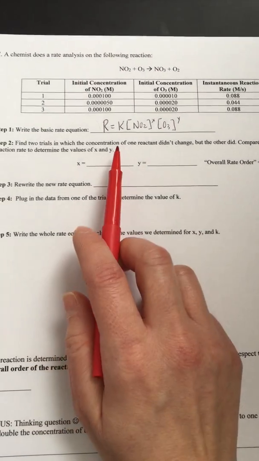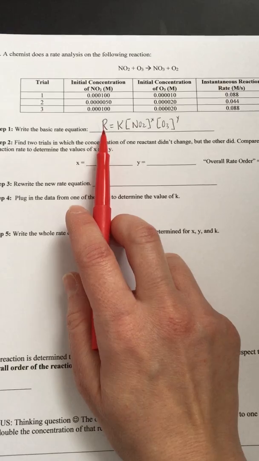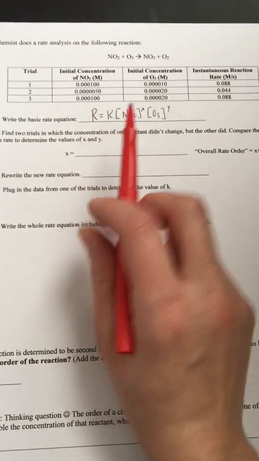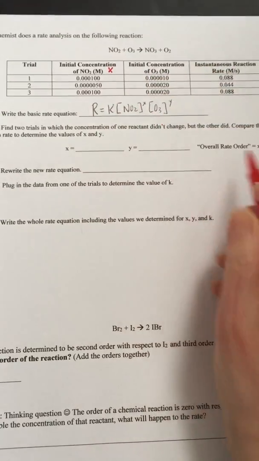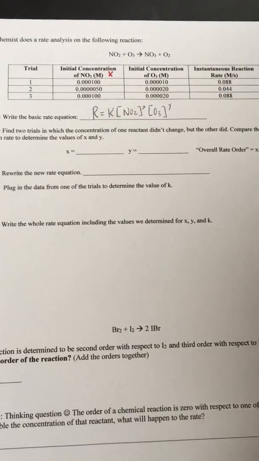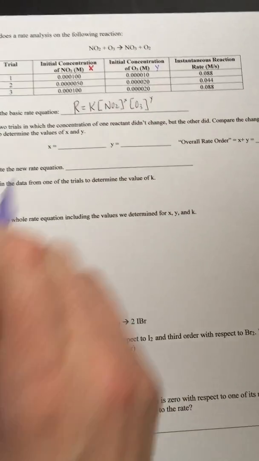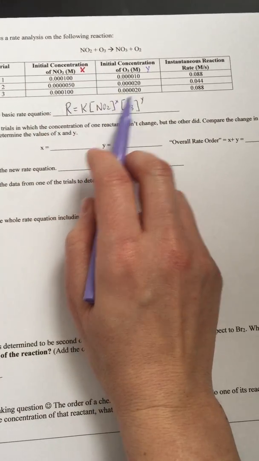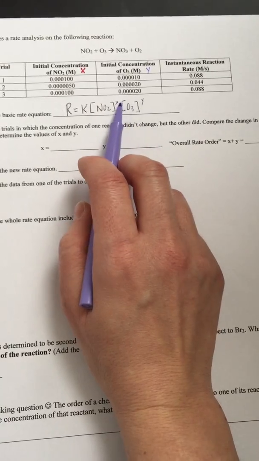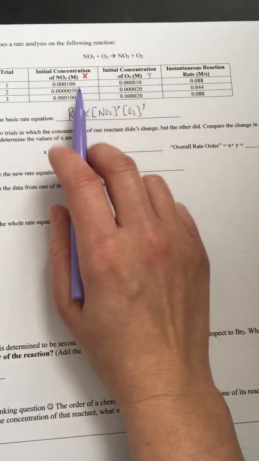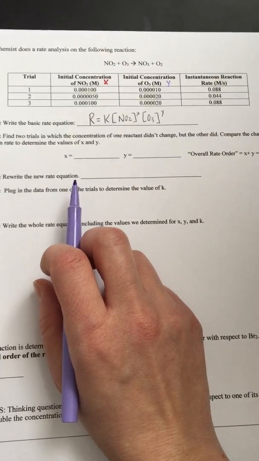So I've done the first step here. I've written our rate equation. Rate equals K times our first reactant, and we can call that X, and then that's times our second reactant. We can pretend this one's to the Y, and we're trying to figure out what these numbers are, and generally they're going to be either a 0, a 1, or a 2. And we have to use our data in order to figure that out.